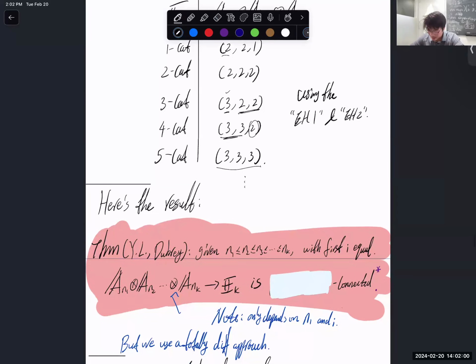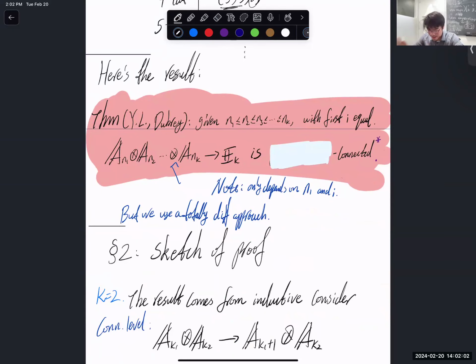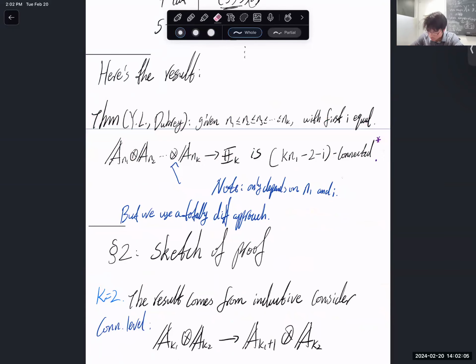All right, bye, David. Okay, and now this is the main result of the theorem, which is the following.